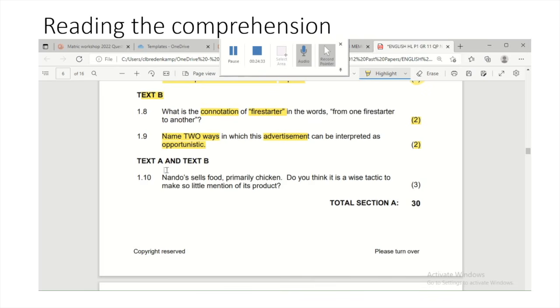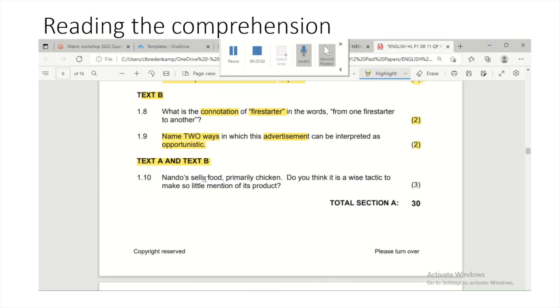Then let's look at the last question. This is a combination between text A and text B. So it's very, very important that you signpost at this point, because I need to understand that you know what I want from section A or text A and text B. So 1.10, Nando's sells food, primarily chicken. Do you think it is a wise tactic to make so little mention of this product?